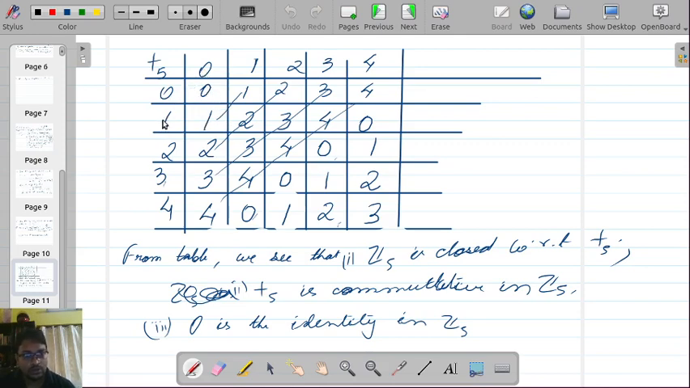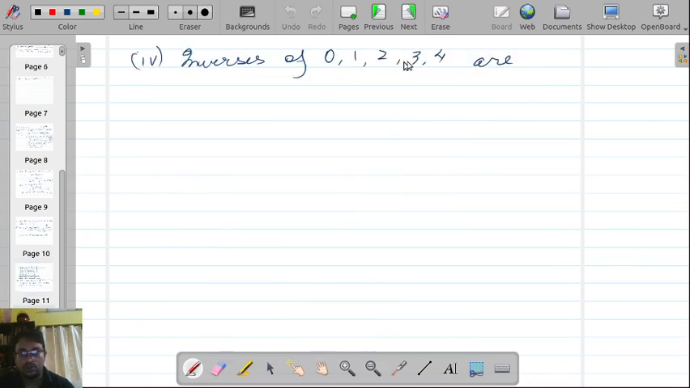For 1, what you have to do to find the inverse is look for the column where you get 0. So for the row corresponding to 1, the column where we get 0 is the fourth column, the column corresponding to 4. So the inverse of 1 is 4. For 2, you see 0 appears here, so the inverse of 2 is 3. Like that we'll mention: inverses of 0, 1, 2, 3, 4 are 0, 4, 3, 2, 1 respectively. All these are clear from the table itself.